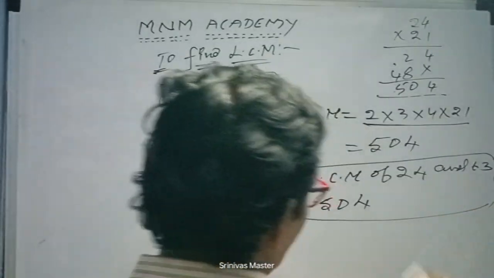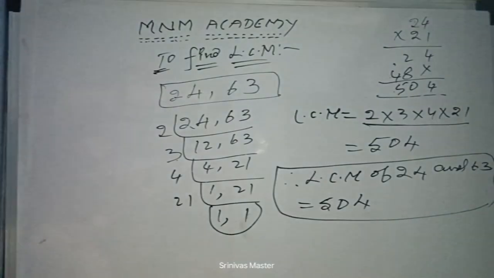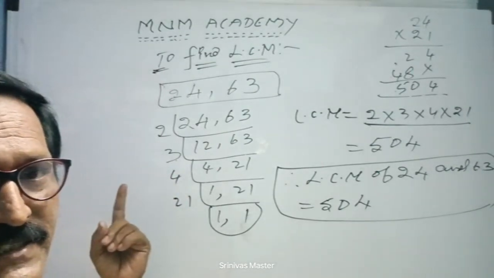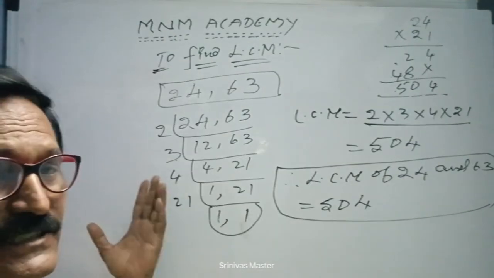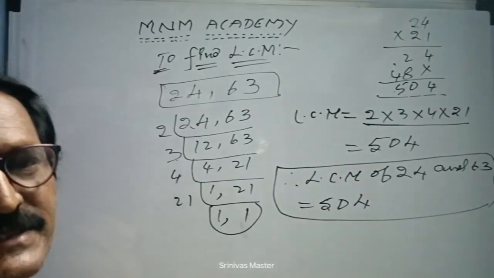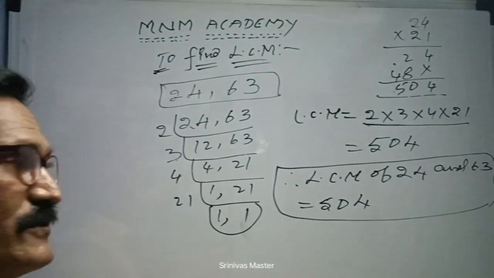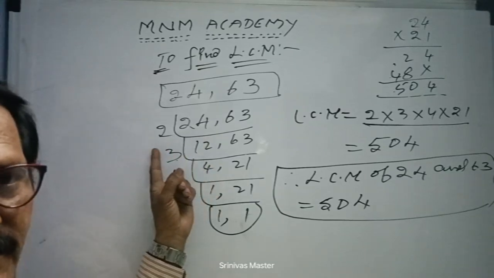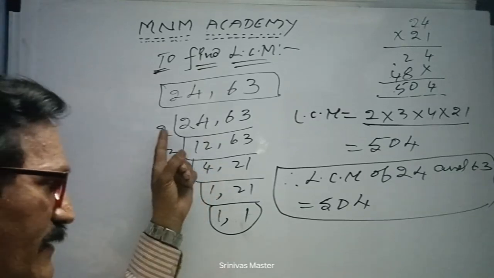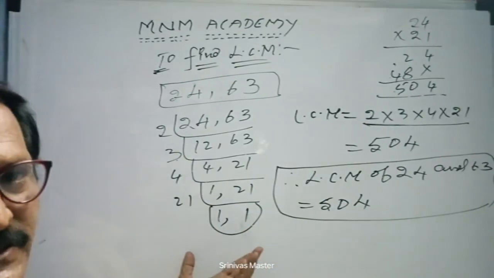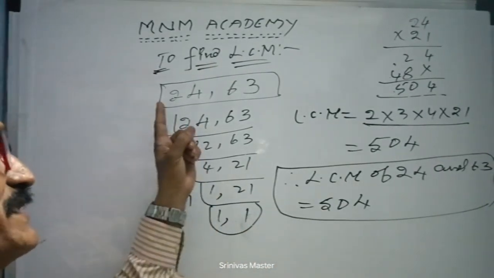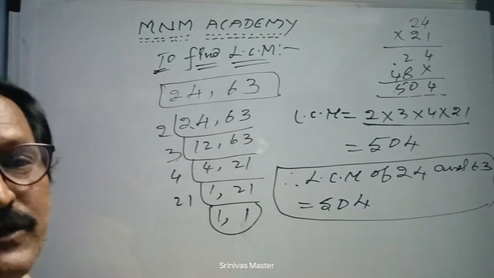So we can identify, children, according to the general division method, when you are finding the LCM of any two numbers or any three numbers also, the procedure will be the same. We have to identify if any common number is there, and take that common number directly till we get 1 and 1. Then it is easy for you, otherwise you will be confused. Only when there is no common number can we directly multiply.